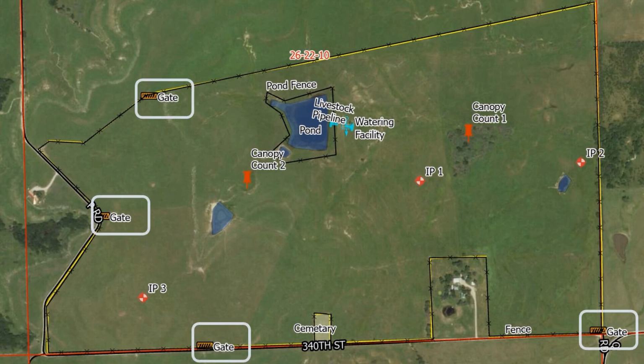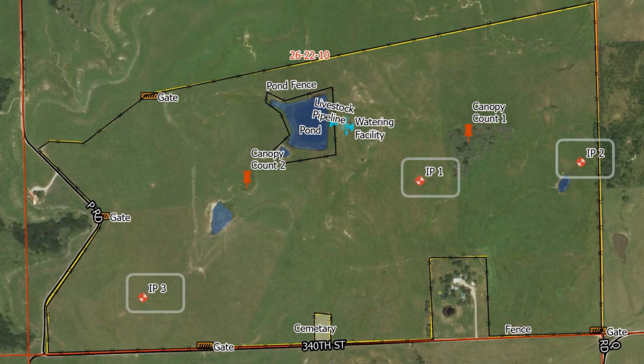There are also 4 gates on the property. IP stands for inventory point. An inventory point refers to a specific location where data is collected to evaluate the condition and health of the planning land unit. There are 3 inventory points on the map.